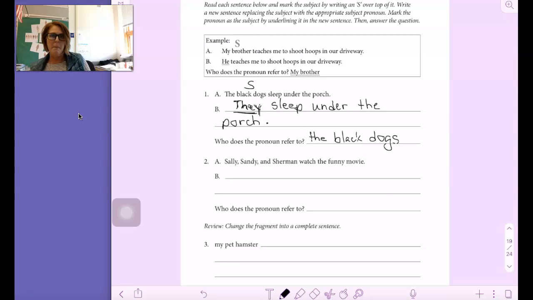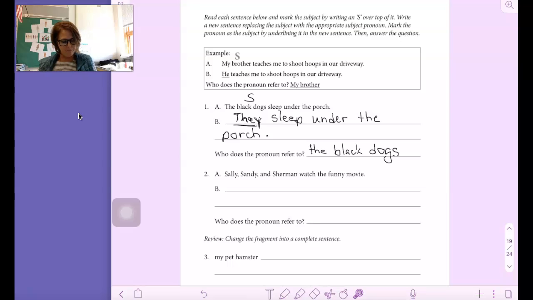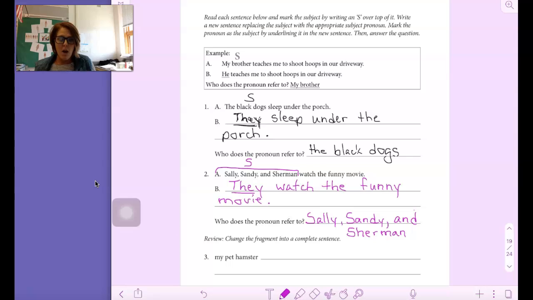Let's look at number 2. Number 2 says, Sally, Sandy, and Sherman watch the funny movie. Go ahead and pause the video and see if you can try this one on your own and come back to see how you did. Welcome back. Hopefully you labeled Sally, Sandy, and Sherman as your subject, and the pronoun you needed to use was they, so your new sentence is they watched the funny movie, and the pronoun refers to Sally, Sandy, and Sherman. Check your work to make sure you have it correct.